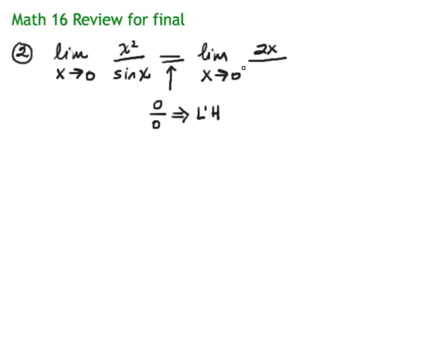Differentiate the top and the denominator. Derivative of sine x is cosine x. And now the numerator goes to 0, but the denominator is going to 1. So this is of the form 0 over 1, and that's equal to 0.